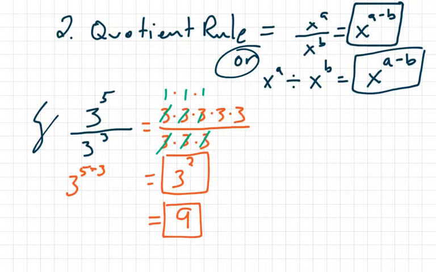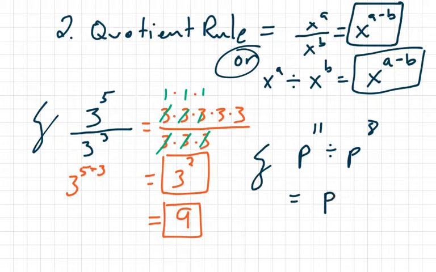So I'm going to quickly throw down another example right here, and I'll use variables this time. I'm going to say p to the 11 divided by p to the 8. Well, I don't know what the base p is, but I know they're the same, and I'm dividing. They both have exponents. I can subtract my exponents. 11 take away 8 is 3, so I say base p. You never touch your base. You never, ever touch it, to the power of 3.